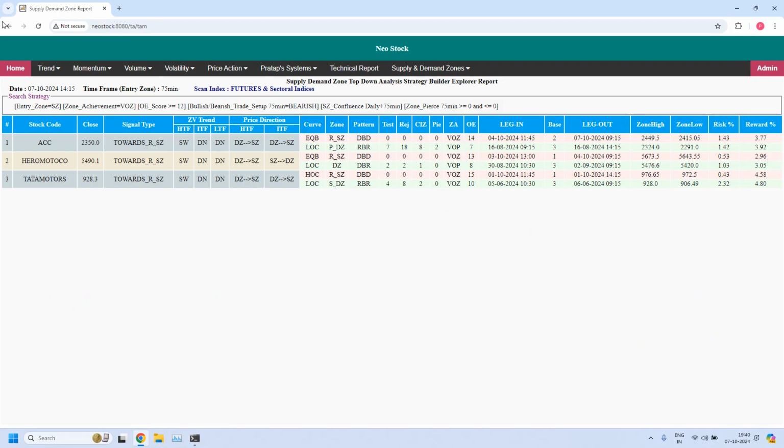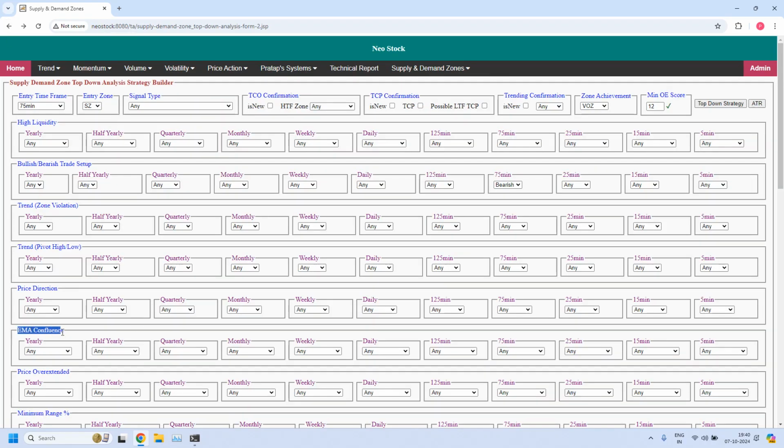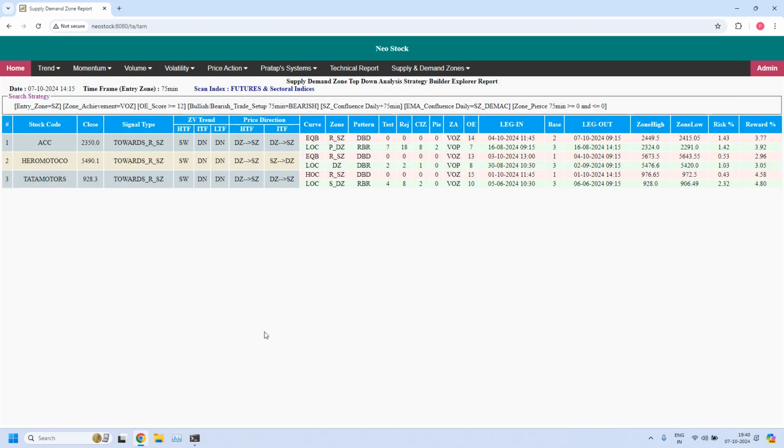Let's verify whether any of these supply zones are having daily EMA confluence. It is a high probability setup. So in the EMA confluence, daily time frame, daily supply zone with daily EMA confluence, I enable the filter. Let's verify. All the 3 stocks are having daily supply zone with daily EMA confluence. And inside the daily supply zone, we have the 75 minute supply zone, that is overlapped. That is supply zone confluence with ITF time frame, that is daily time frame.